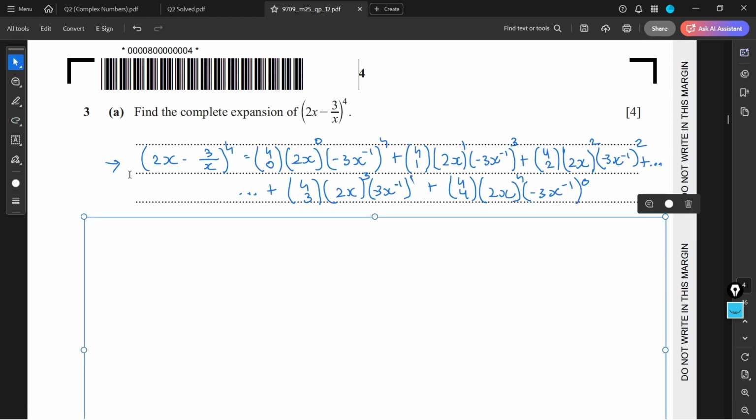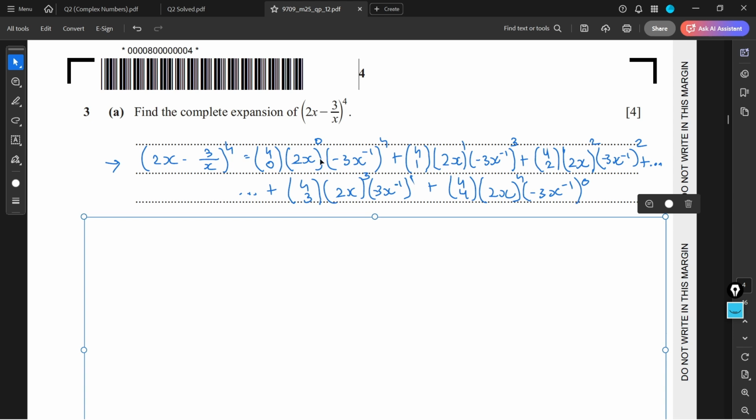So as you can see, I have written down the term that we are asked to expand. And in all of the terms, you can see there is 4C0, 4C1, 4C2, 4C3, 4C4, and then 2x in every term, and minus 3x to the power of minus 1 in every term. And then the powers of 2x are increasing from 0 all the way up to 4, and the power of the second bracket, that is minus 3x to the power of minus 1, is decreasing from 4 all the way down to 0.